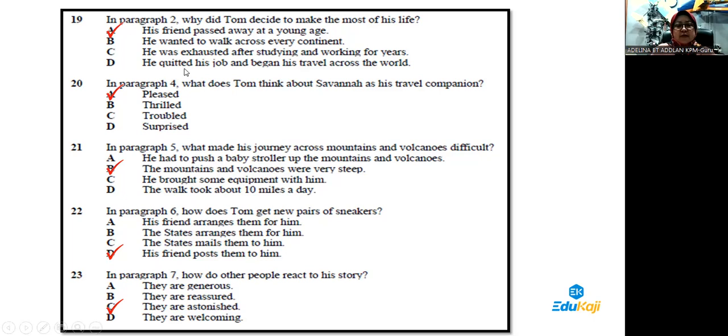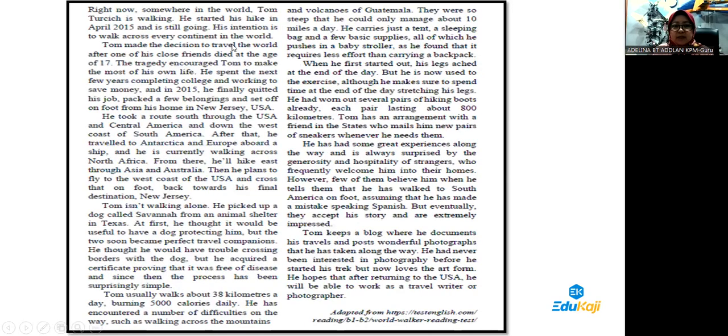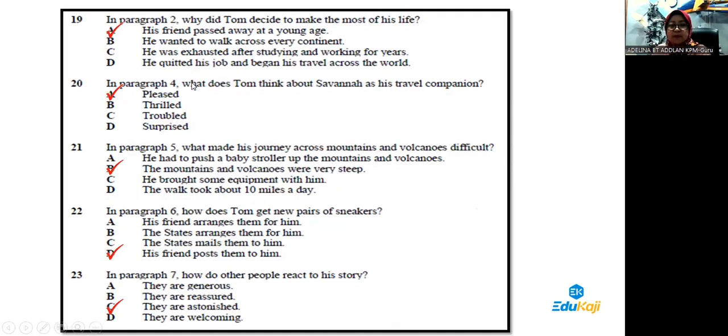Now, if this is the question in paragraph 2, why did Tom decide to make the most of his life? The answer is A. Let's look in paragraph 2. "Tom made the decision to travel the world after one of his close friends died at the age of 17. The tragedy encouraged Tom to make the most of his own life," meaning that because of the death of his friend, this has encouraged Tom to do something better. So let's look at the answer. His friend passed away at a young age. It's quite easy if you follow the instruction. Just follow the requirement for the question. You will be on the right track.